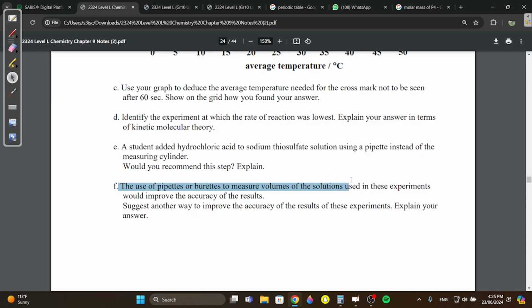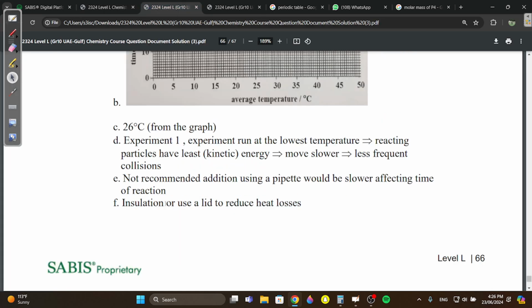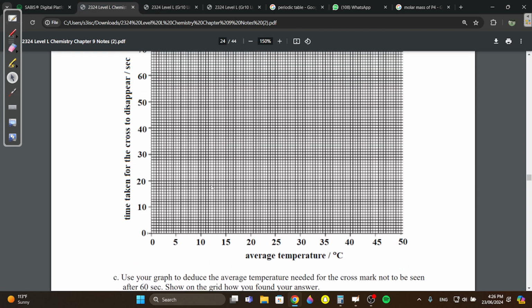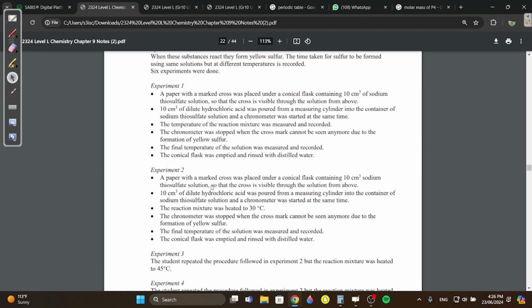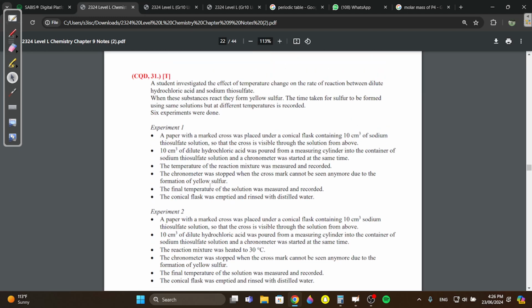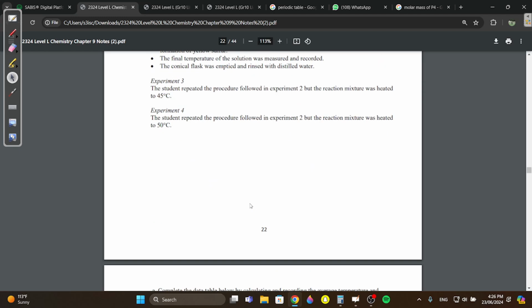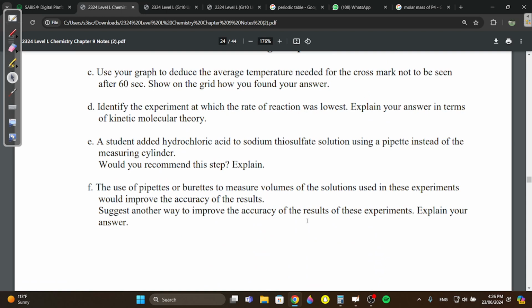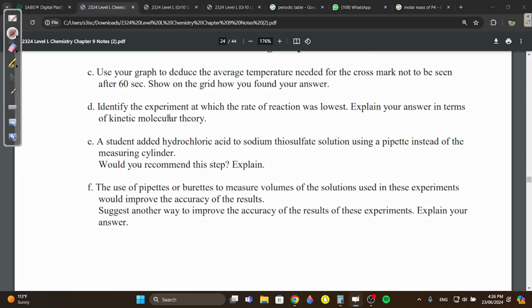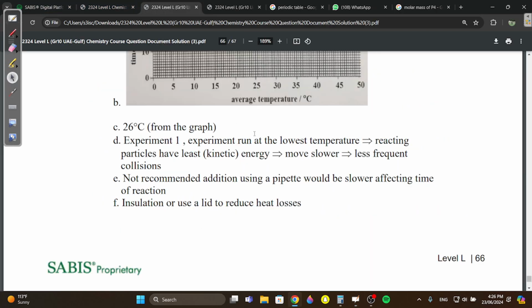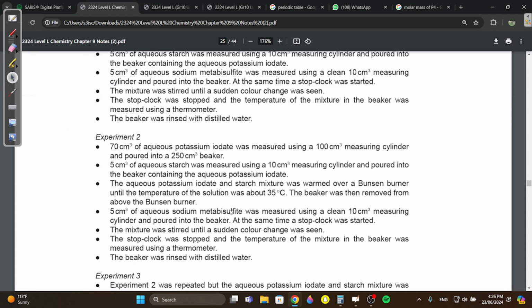The use of pipettes or burettes to measure volumes of solutions used in these experiments would improve the accuracy of these results. Suggest another way to improve the accuracy of these results. Usually insulation or use a lid to reduce heat loss. So this experiment here. Well, if you read the experiment, I doubt they'll get this, but it's something to do with heat. Another way to improve is to use a lid. So cover your solution so that not all the heat is lost. Because now what are we measuring? We're measuring the temperature. So to get a more accurate temperature reading, put a lid.